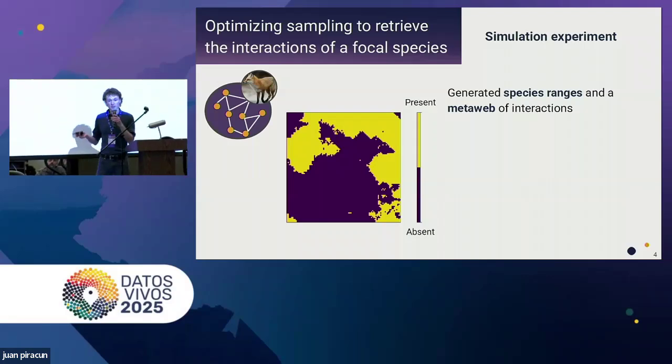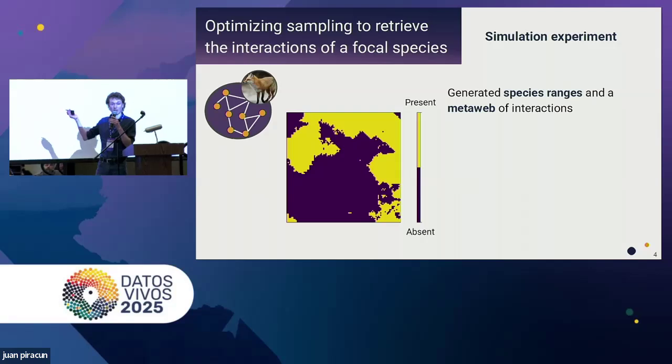And so what we did is we generated a set of species ranges, including for our focal species. So think of it as a simulated landscape, such as the one that we would have over here, where our focal species would be present. We also generated a meta web of interactions to list all the possible interactions of our focal species. And we have also the ranges of interacting partners. So this means that in our landscape, we have spatial variation in both species and interaction composition.